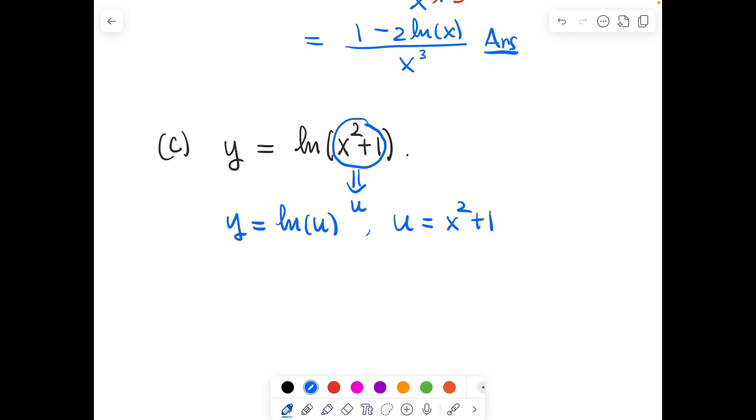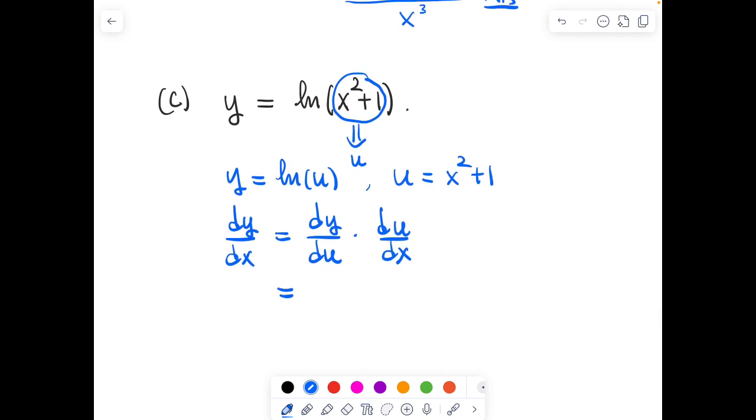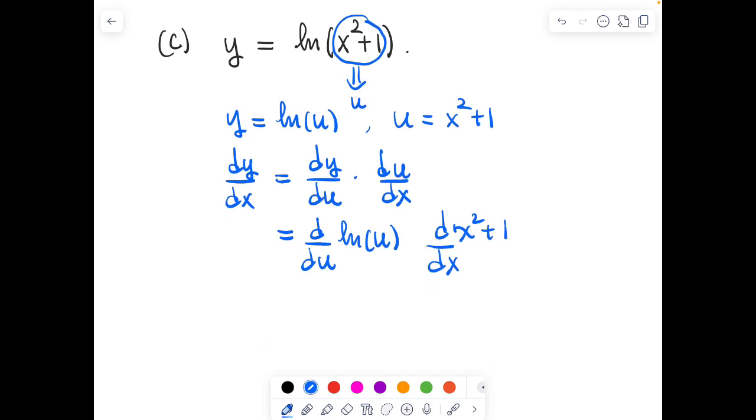Okay. Now, according to the chain rule, if you want to differentiate y with respect to x, you can do it in two steps. You differentiate y with respect to u first, so you just differentiate ln of u. And then for the second term, you differentiate x squared plus 1 with respect to x. And then we multiply.